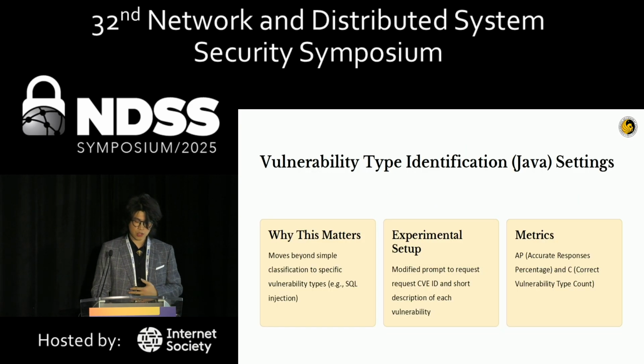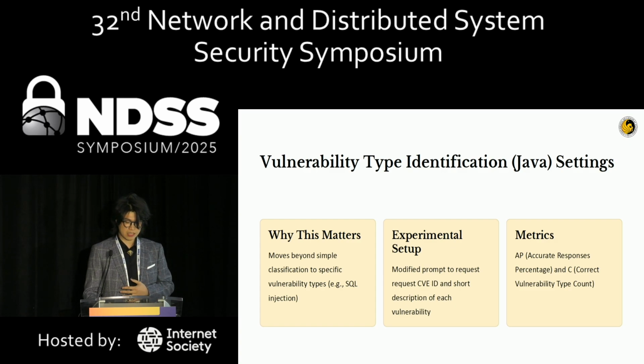After testing whether the models can detect vulnerabilities at all, we push them to identify which type of vulnerability exists. We only focus on the files that are known to be vulnerable, because it makes little sense to classify a type in non-vulnerable code. The prompt now asks for a CVE ID and a short description. We measure two metrics: AP, did the model still flag the file as vulnerable? And C, did it name the correct type?